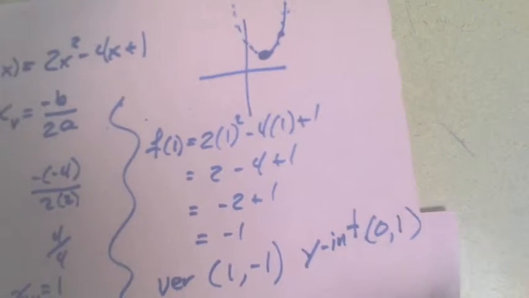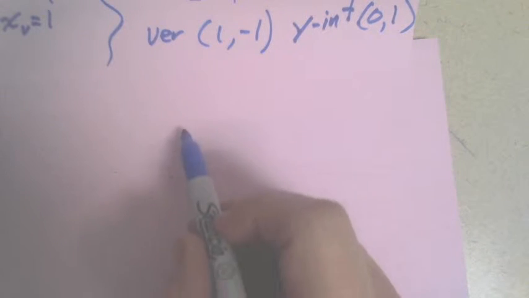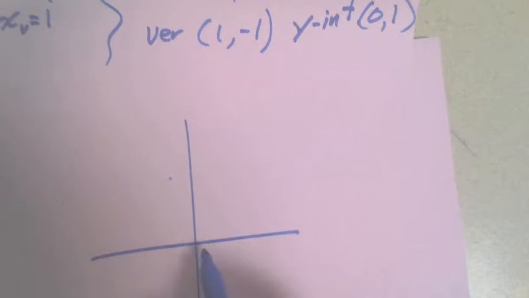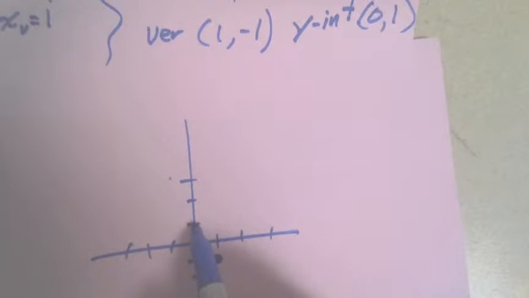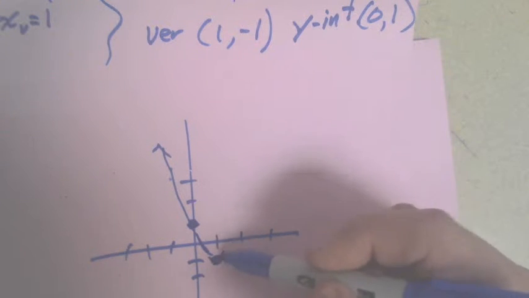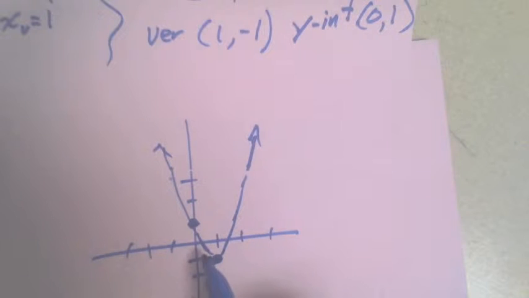So when we go to graph this, make sure everybody can see that. When we go to graph this, the vertex we have to graph first using our tool. So 1, 2, 3, 1, 2, 3. So at 1, negative 1, we plant the vertex and then move the cursor up to the 0, 1. We'll draw the arm this way, and it will mirror it to the other arm on the other side and graph us our parabola.